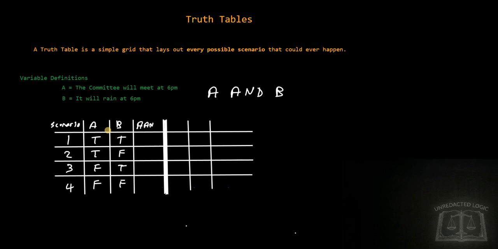And then we can write out A and B, because A and B itself is a logical statement. So that means A and B has a truth value of its own. In scenario 1, where A and B are both true, A and B is also true. In scenario 2, where A is true and B is false, A and B is false. Likewise in 3, it's false, and likewise in 4, it's false. The only time when A and B is true is if all the inputs are true.